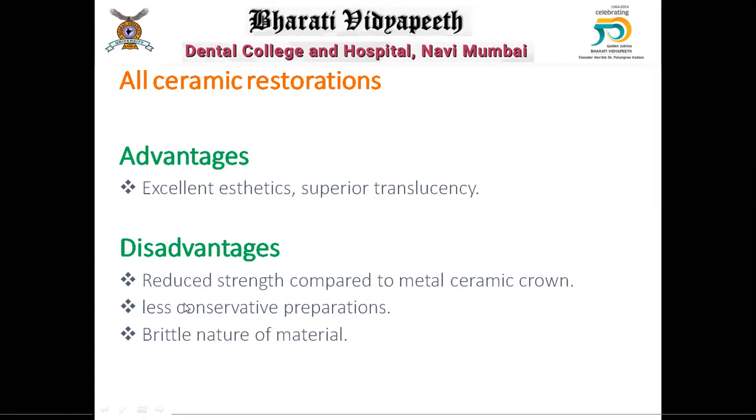So, reduced strength compared to metal ceramic crowns, and less conservative preparations. As I told you, the preparation is excessive. You need to reduce 1.5 to 2 millimeters as compared to metal ceramic restorations, where you can go ahead with just a millimeter of preparation, and for metals even less than that. It is brittle, of course. Ceramics are just like glass, they're crystallized, so they are brittle in nature.